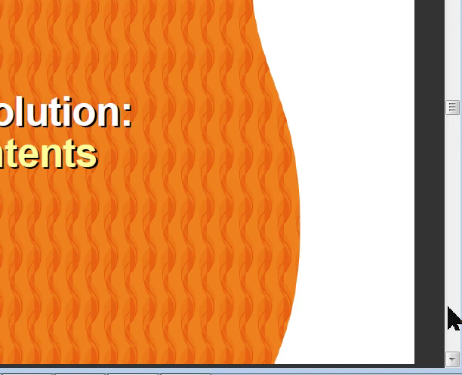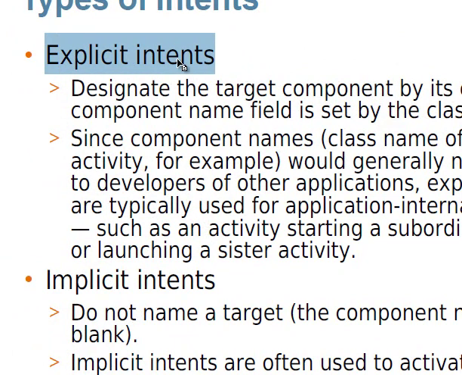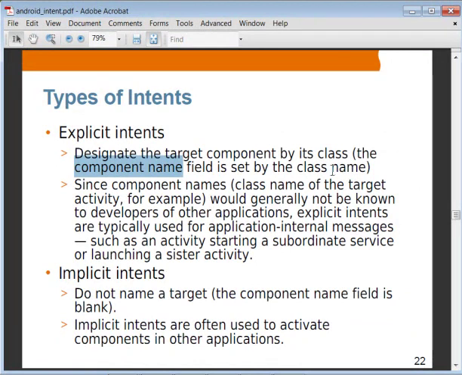Now, types of intents. There are two different types of intents from the perspective of intent resolution. The first type is explicit intent, and the second type is implicit intent. So what we have seen so far is explicit intent. Explicit intent is the one that contains the component name filled with the target class name. We have seen an example in our activities presentation and hands-on lab.